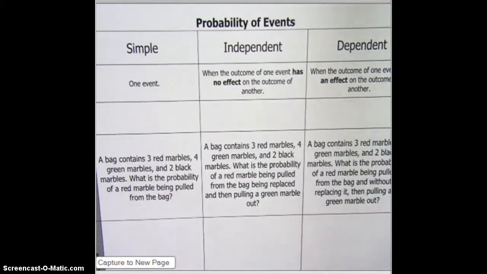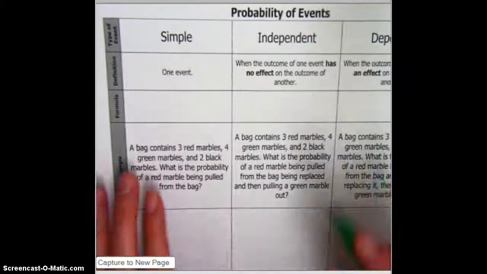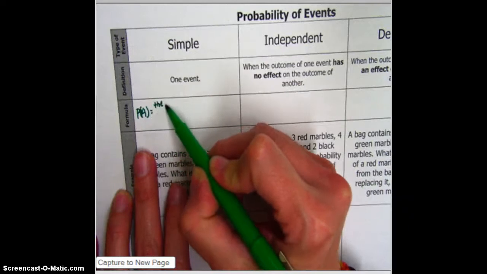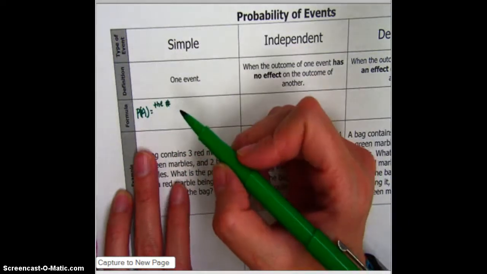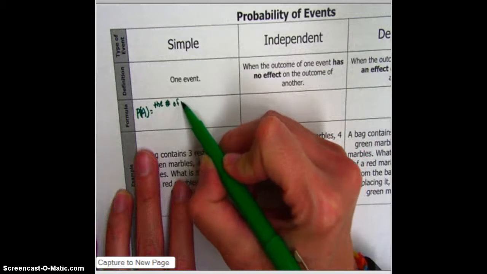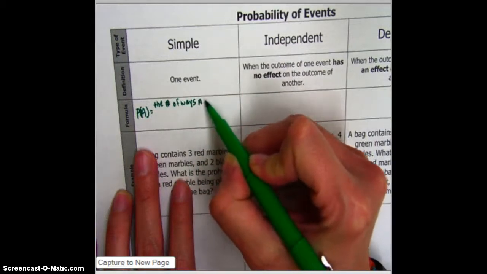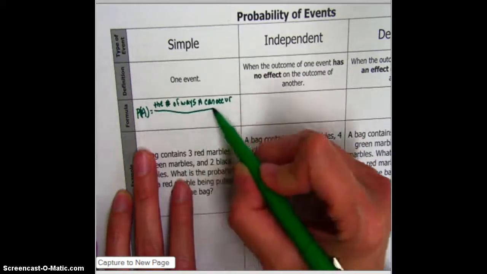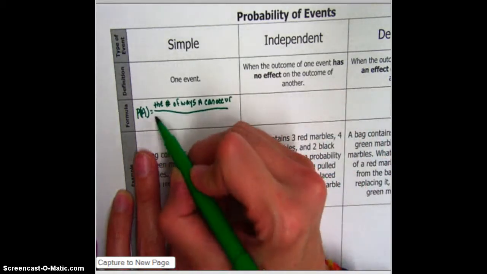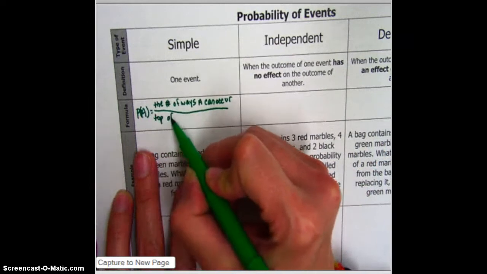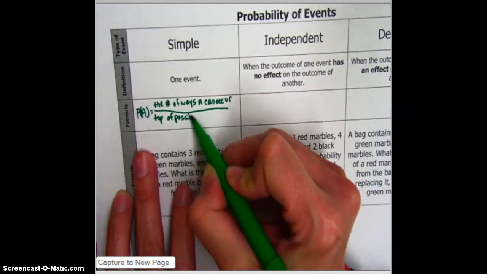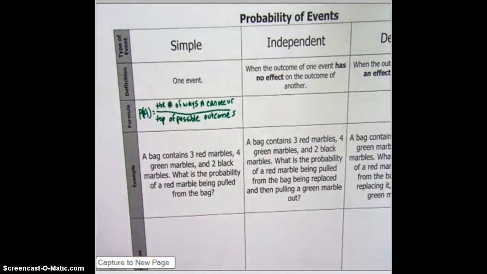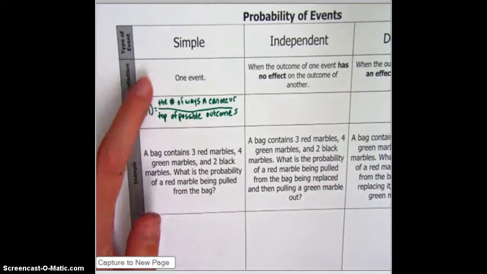So looking at our notes, the formula for one event, the probability of A, is the number of ways that A can occur. I'm just copying this right off of my notes page. Divided by the total number of possible outcomes. So with a simple event, it's one event, which means you'll only have one fraction.